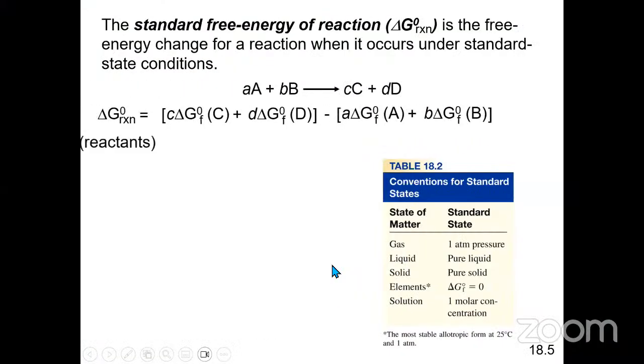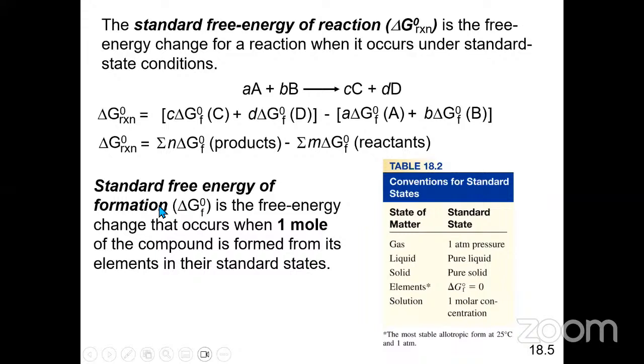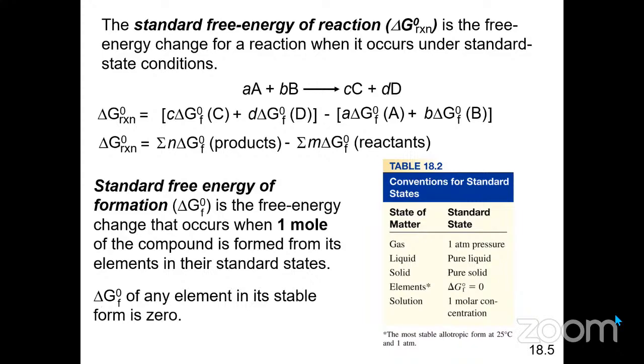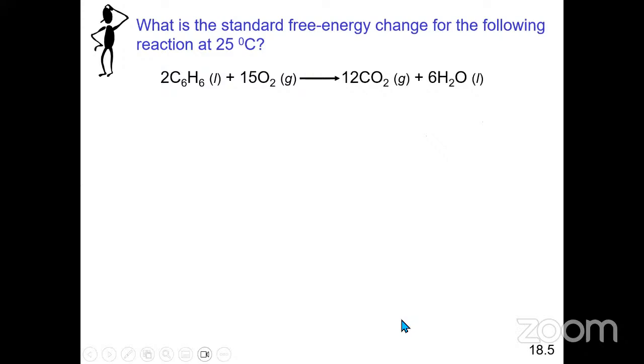So this is the definition of the free energy of formation I mentioned before. It is a free energy change that occurs when 1 mole of a compound is formed from its elements under standard conditions. And this is what I made mention of a while ago, that the free energy of formation of elements in a stable state or form is equal to 0, all right?